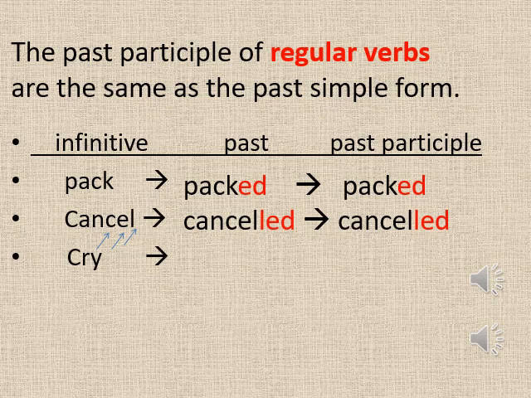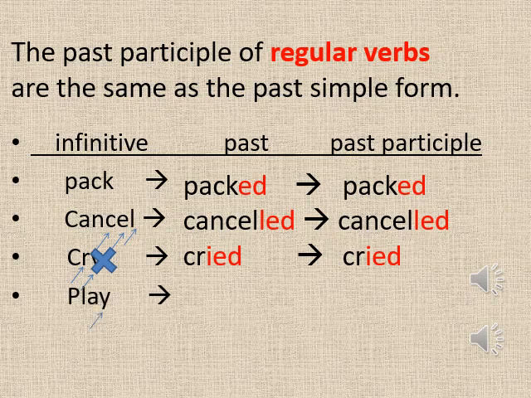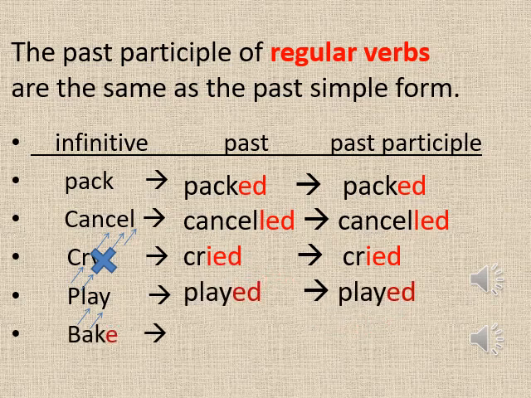Cry, the last letter is Y and there is a consonant before the Y, so we're going to cross the Y and add IED. So the past, cried, past participle, cried. Play, the last letter is Y and there is a vowel before the Y, so we're going to keep the Y and add ED. So the past, played, past participle, played. Bake, the last letter is E, so we're going to add only D. So the past, baked, past participle, baked.